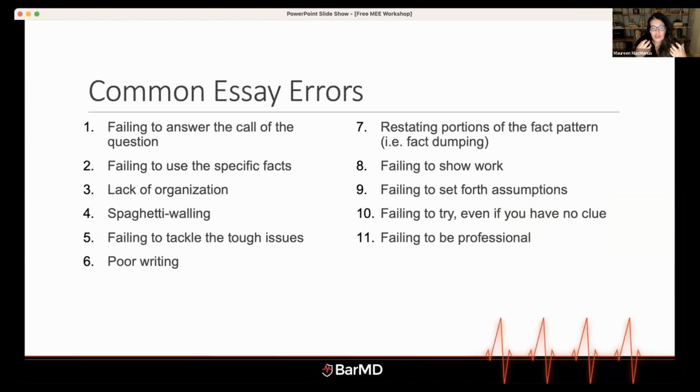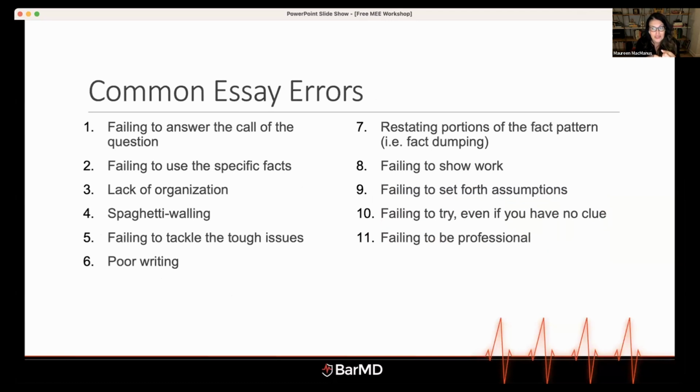These are some very common essay errors. This list comes from a presentation from the NCBE, which is who puts on the UBE. And I know this list is also the same as in California because it's the same issues. They're such universal errors. So 1 is failing to answer the call of the question. Answer the call of the question. Give them exactly what they're looking for.